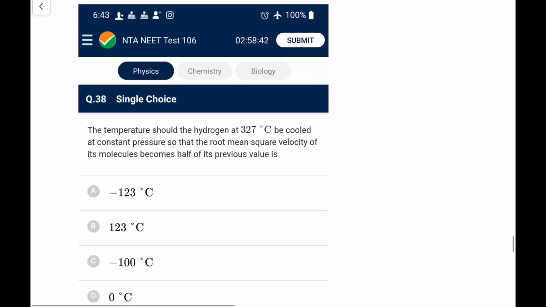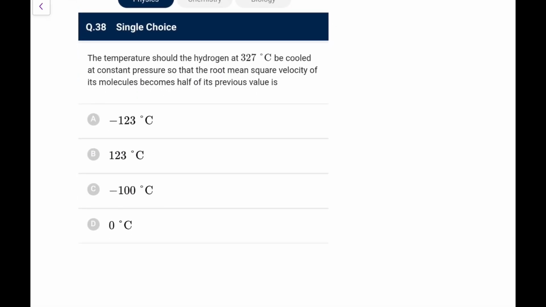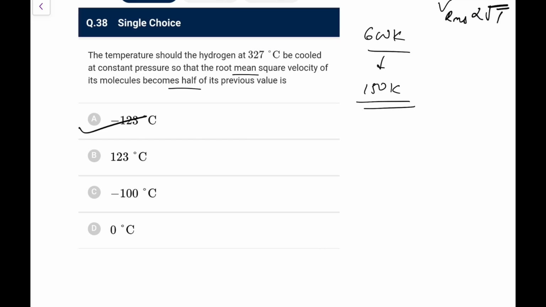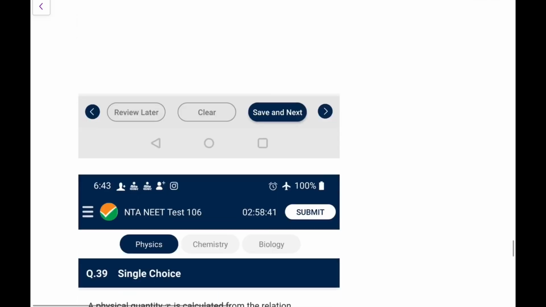Next one. The temperature to which hydrogen at 327 should be cooled at constant pressure so that the RMS speed becomes half of its previous value. It becomes half of its previous value, that means T should become 1/4. 327 means 600 Kelvin, so it should be 150. 150 Kelvin means minus 123 degrees Celsius. Go for option A. You simply remember RMS depends only on the root of T. Next one.